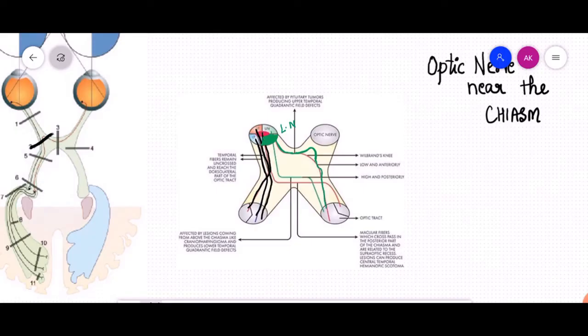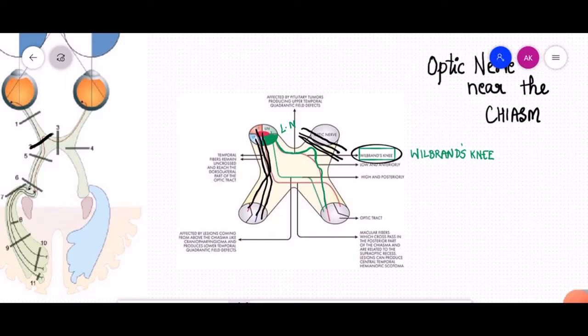Now, because they form a loop towards the opposite side before they actually cross in the optic chiasm, this is called Wilbrand's knee. Okay, so this is called Wilbrand's knee. So whenever there is an affection of the optic nerve near the optic chiasm, what might happen is that this Wilbrand's knee also might get affected.